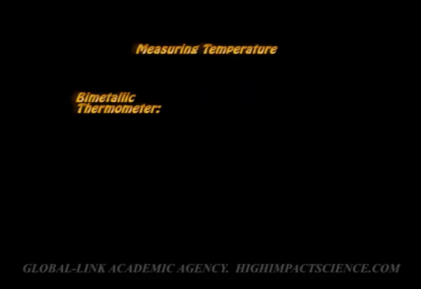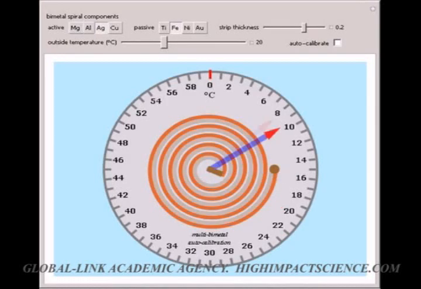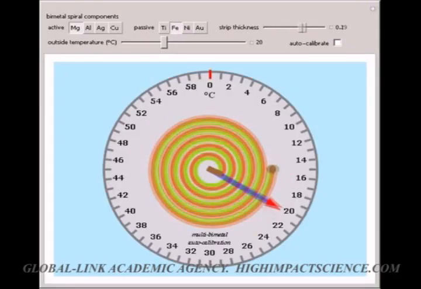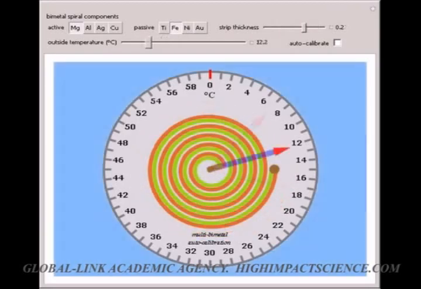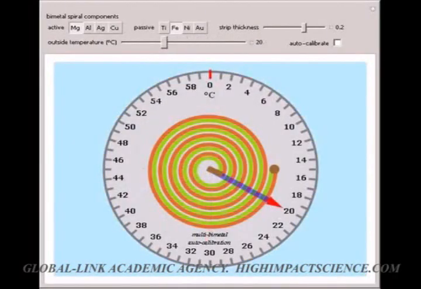Then we have the bimetallic thermometer. This type of thermometer consists of a coiled bimetallic strip. One end of the strip is fixed while a pointer is attached to the other end. An increase in temperature makes the spiral curl in a clockwise direction, forcing the pointer to move over the calibrated scale. The curling is due to the unequal expansion of the material in the bimetallic strip.